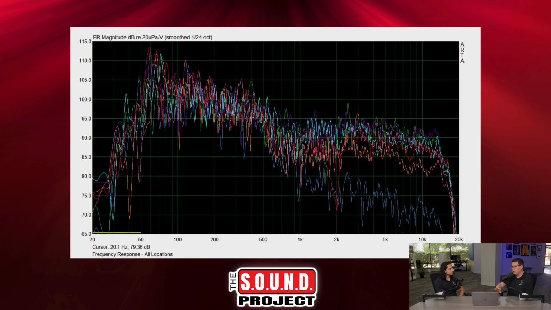You notice how one of those locations dies off a significant amount in the high end. That was because that location wasn't covered by the speaker system very well. So it wasn't a room issue, it was more of a speaker coverage issue, but we were able to point that out and have them make some adjustments.